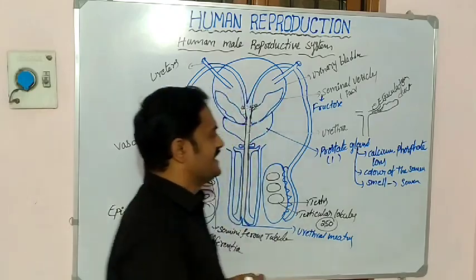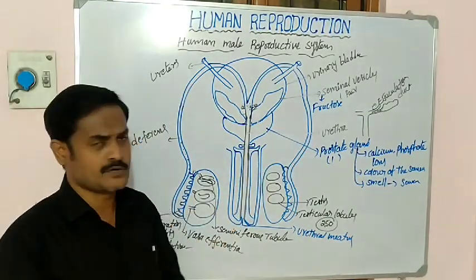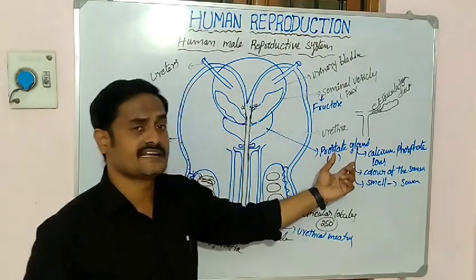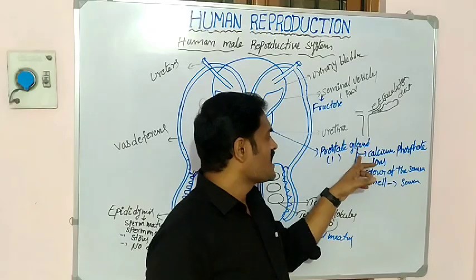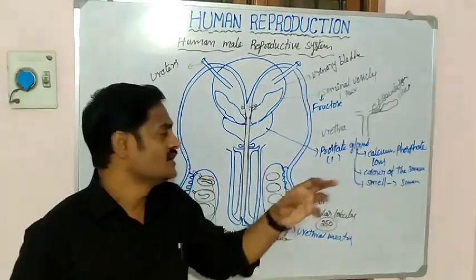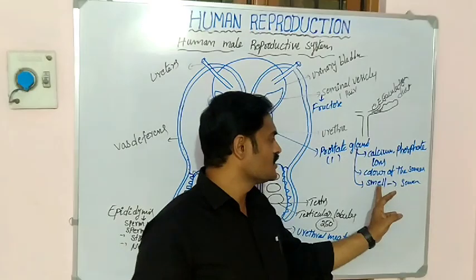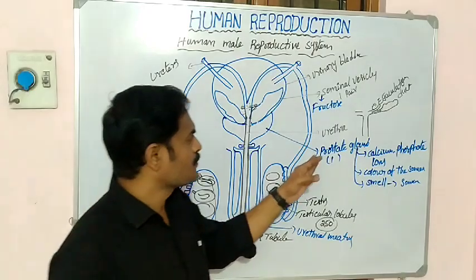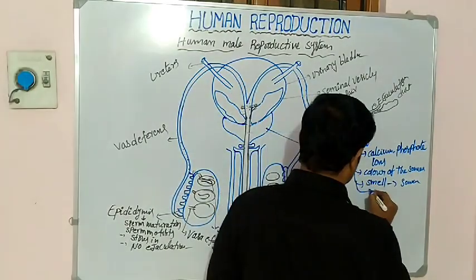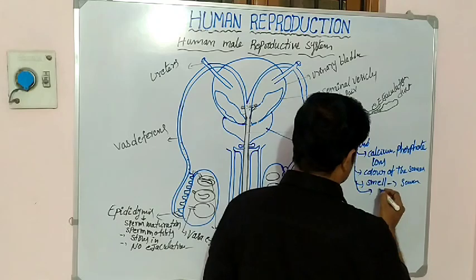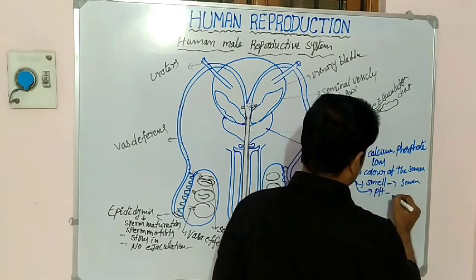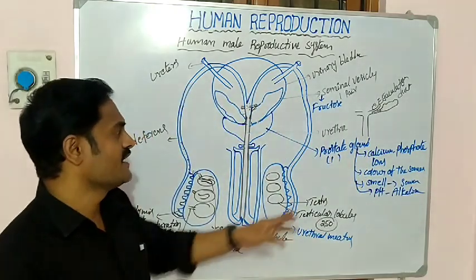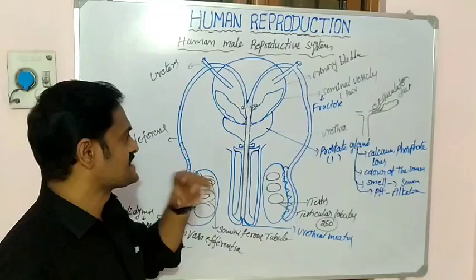So the semen gets its smell from the prostate gland. These are all prostate gland functions: it releases calcium and phosphate ions, and it is responsible for giving color and smell to the semen. It is also responsible for the pH of the semen being alkaline in nature. The alkaline nature is provided by the prostate gland to the semen.